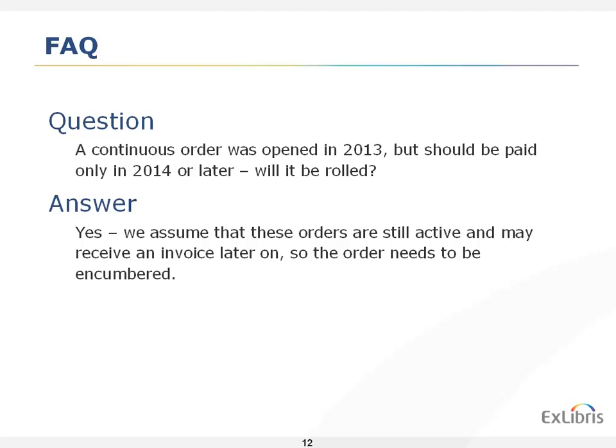Okay, now let's go over a few questions that we had from many institutions. The first one is, if a continuous order that was open in 2013 but should be paid only in 2014 or later, will it be rolled? The answer is yes. We assume that these orders are still active and may receive an invoice later on, so the order needs to be encumbered. Even if you created an order at the end of the year and wondered, do I need to recreate it in the next year? No, the rollover job will take it for you.